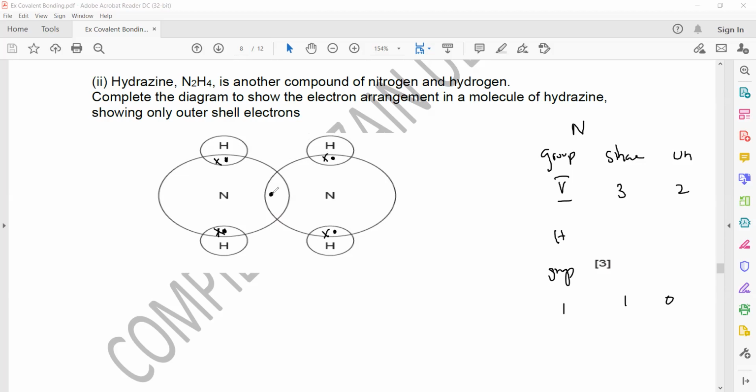So the third one will be between the two nitrogen atoms. So this is a shared pair of electrons between them, and then we have to draw the two unshared electrons. So each nitrogen will have two unshared electrons. So this is the structure of N2H4.